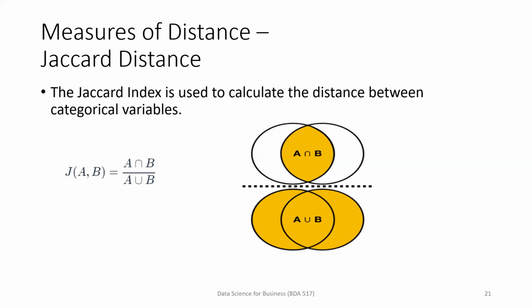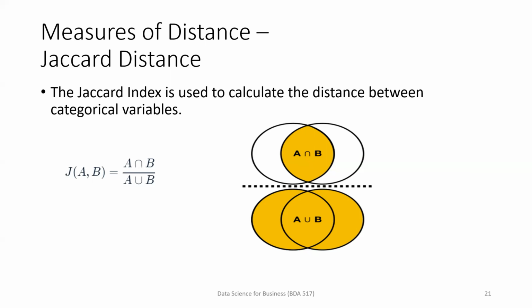The Jacquard distance is basically used to calculate the distance between categorical variables. So here we are not talking about numbers. We are talking about categorical variables. But it's possible to determine whether something is similar or dissimilar, and we use the Jacquard distance. It uses the intersection between A and B. So the distance between A and B is the intersection of A and B divided by the union of A and B.